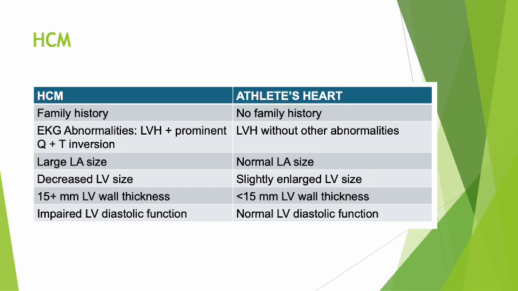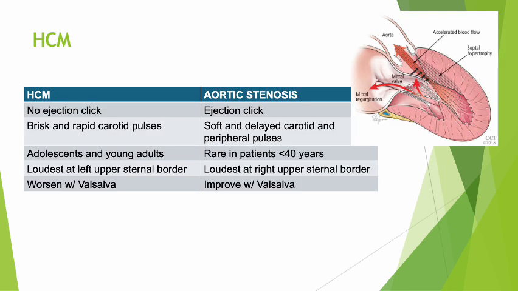And then the LV wall thickness, it could be thicker in athlete's heart, but it should be less than 15 millimeters. If it's 15 millimeters or more, think about HOCM. And then the diastolic function for the left ventricle is going to be normal for athlete's heart, but impaired for HOCM. And then finally, I'm just going to compare HOCM to aortic stenosis.